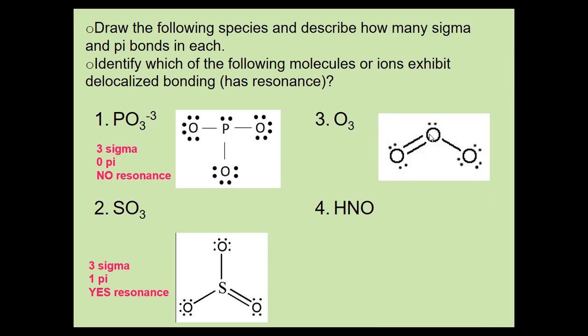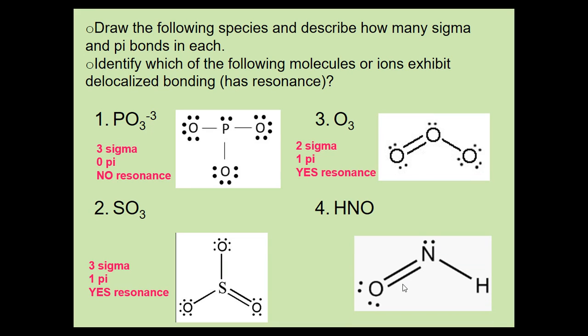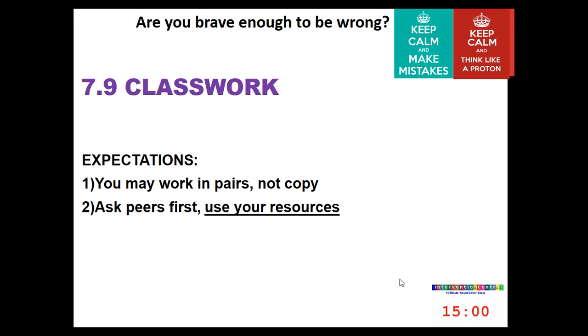For O3, okay, we have 2 sigma, one here and one here. And then this other guy is a pi. So 2 sigma, 1 pi. And because this double bond could go on either oxygen, yes, it has resonance. For HNO, we have, again, 2 sigma, and 1 pi. And because this hydrogen cannot accept the double bond, it does not have resonance. This hydrogen cannot take any more electrons, so you can't move this pi bond. So it's fine the way it is.